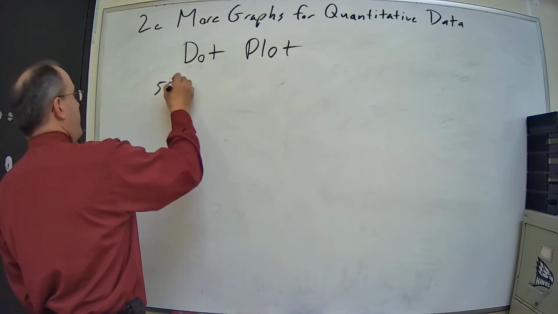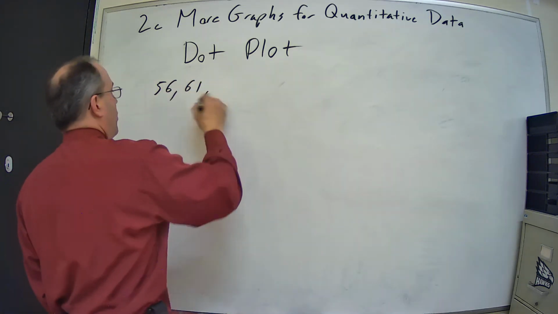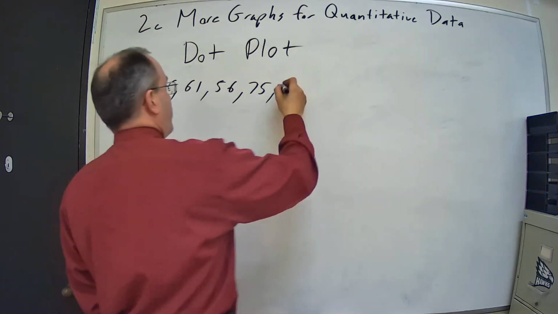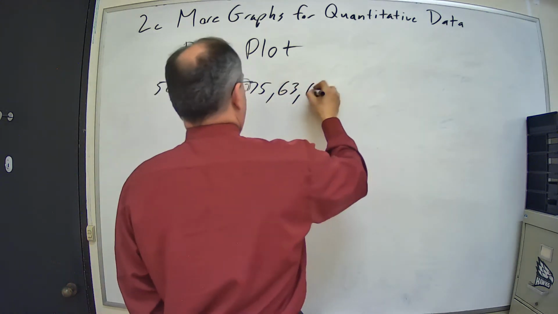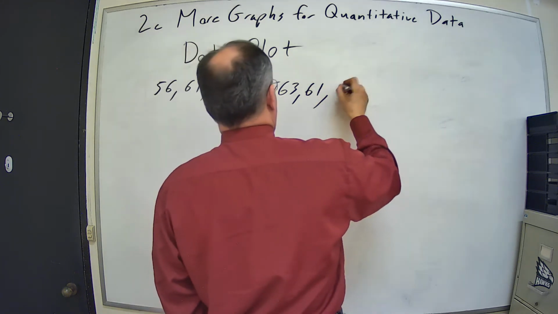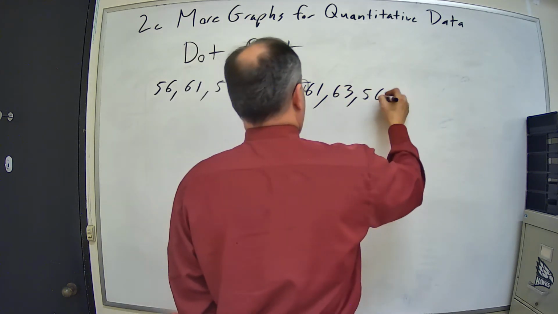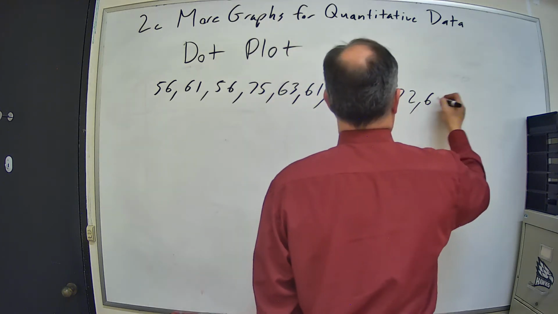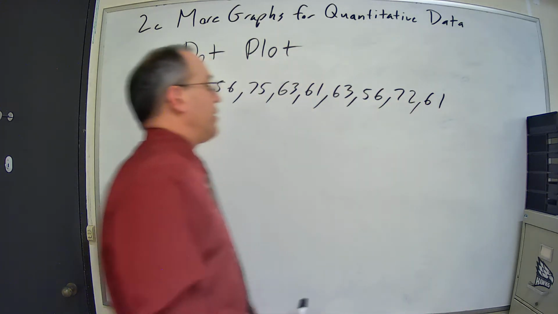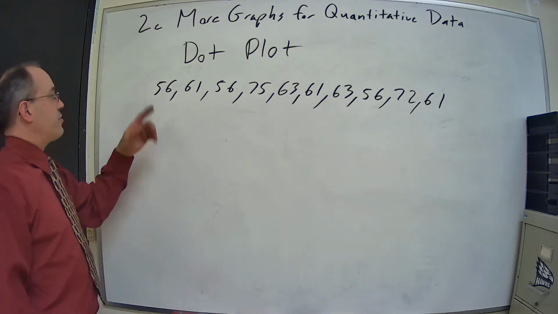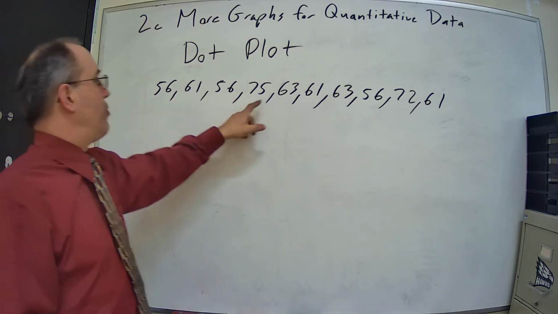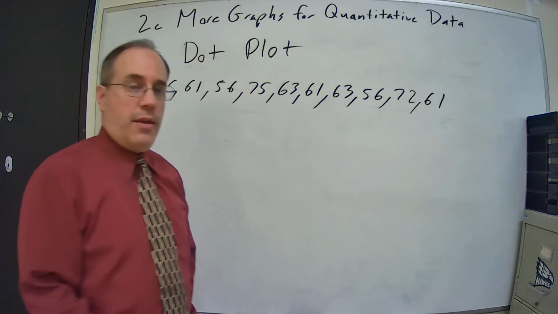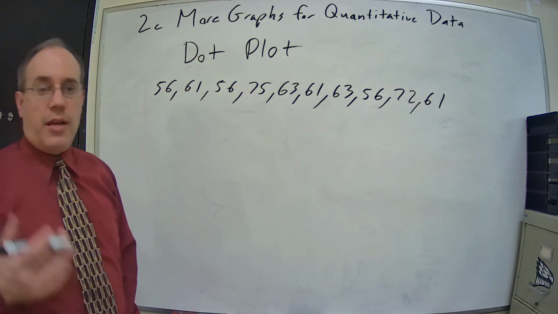Let's say we have 56, 61, 56, 60, 75, 63, 61, 63, 56, 72, 61. Right, so we've got a number of data points here. So we have 1, 2, 3, 4, 5, 6, 7, 8, 9, 10 data points. And we're going to create a dot plot.